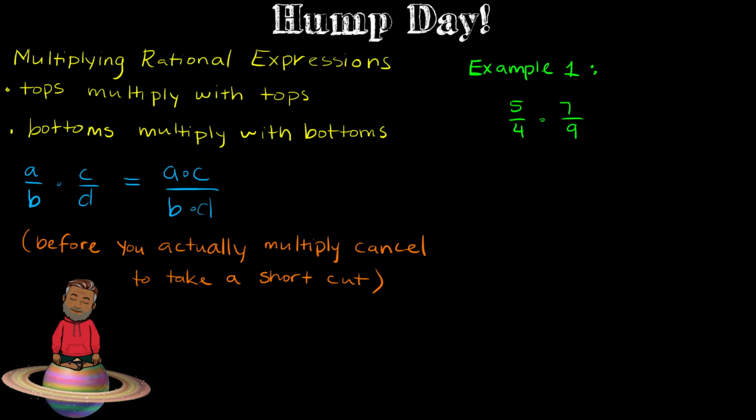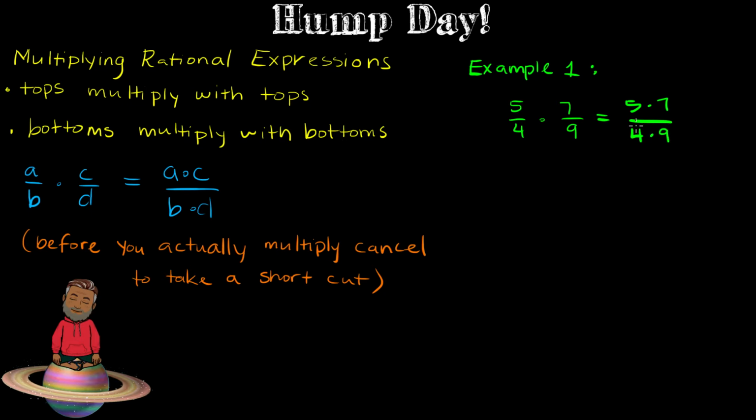In our first example, we're just doing basic fractions. We have 5 over 4 and 7 over 9. So since it's multiplication, we can just multiply the tops together. So we're going to write 5 times 7. And then we're going to say 4 times 9.